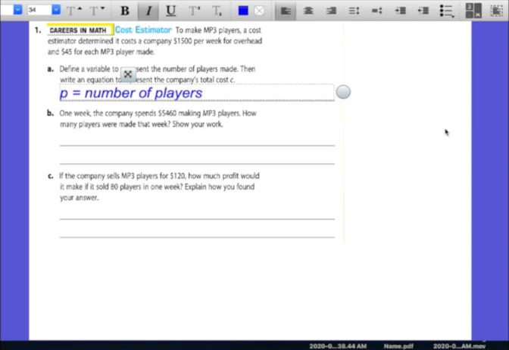So the cost is going to be equal to $45 for each player plus an additional $1,500 that it costs for the company to run their factory. So the equation that I'm going to use is C equals 45P plus 1,500.